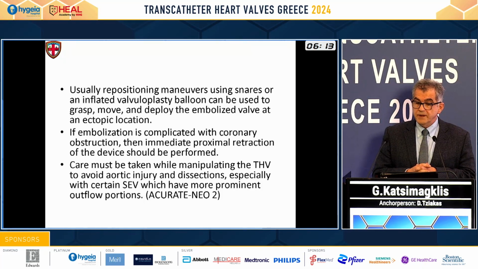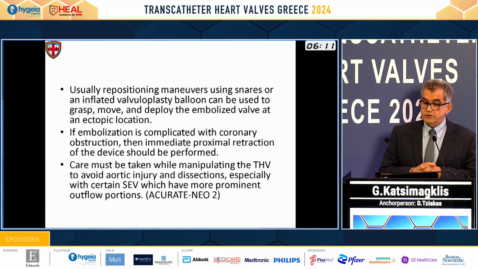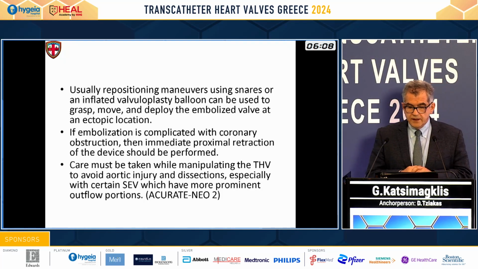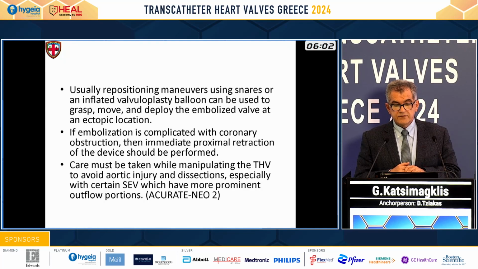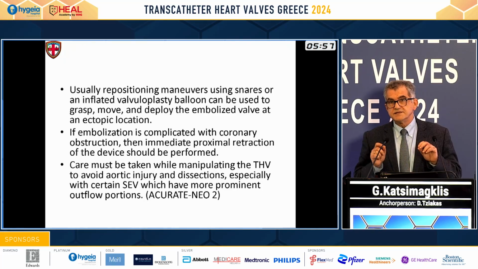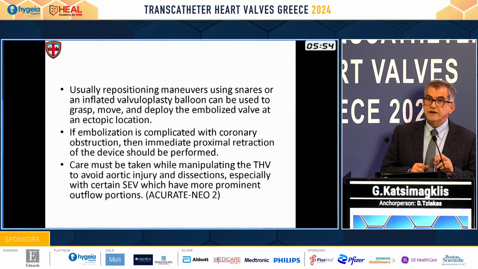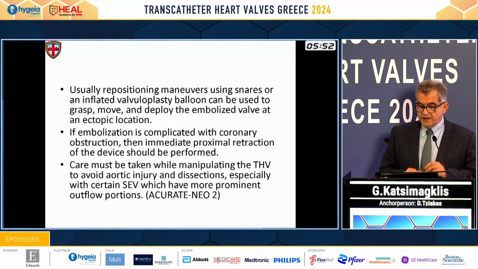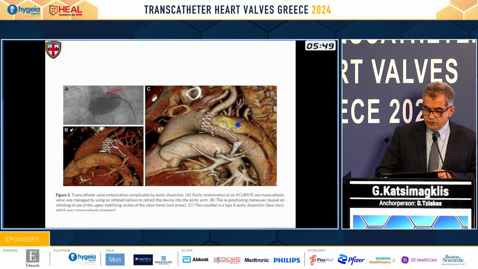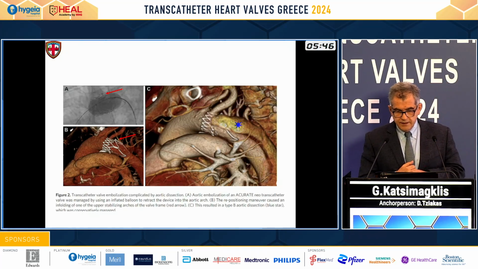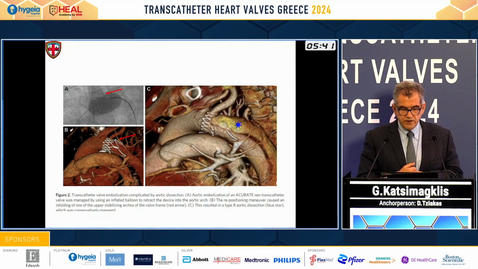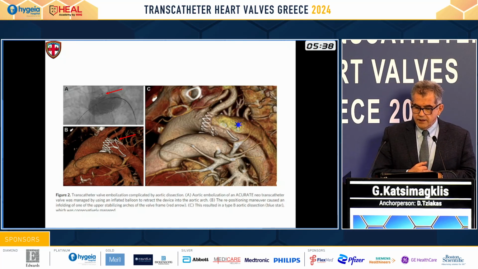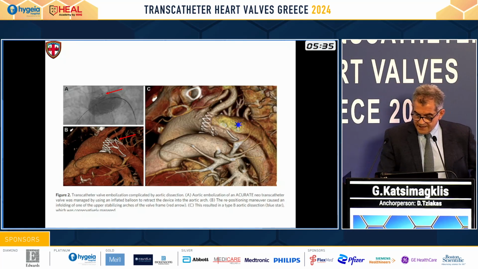If it is complicated with coronary obstruction, a medial proximal retraction of the valve is needed, and care must be taken while manipulating the valve to avoid aortic injury, especially with certain self-expanding valves which have a more prominent outflow portion, for example the Accurate Neo or Accurate Neo 2. Here we can see in picture C the result of a retraction of an Accurate Neo 2, which resulted in a type B aortic dissection.